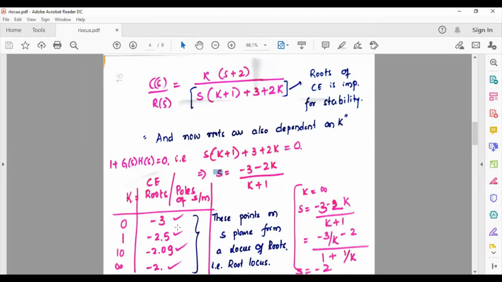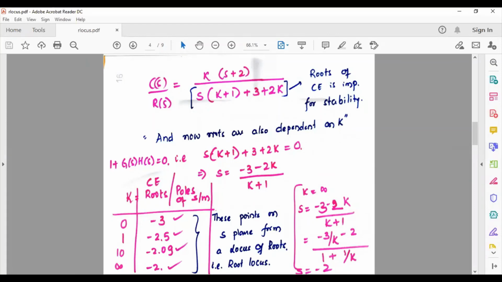Fine, some imaginary bicycle. So when these points on the S plane are drawn for a respective k, they obviously form a locus. So we say locus of roots. We add one additional term, which is locus of roots. So the locus of roots is obtained by varying one parameter, and that is k here. Therefore, that is called the root locus.